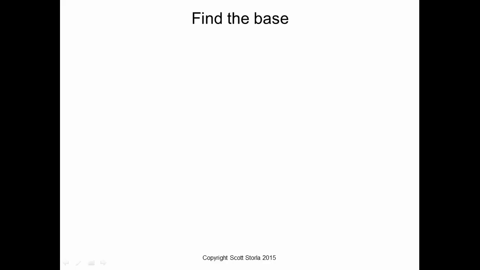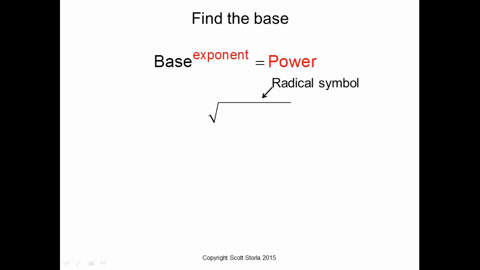When we have integer exponents, a good way to think about finding a root is that we're looking for a base. In the past, you were given the base and the exponent, and you found the power. Now I'm going to give you the exponent and the power, and it will be your job to find the base. This symbol, the radical symbol then, will tell us we're looking for a base.